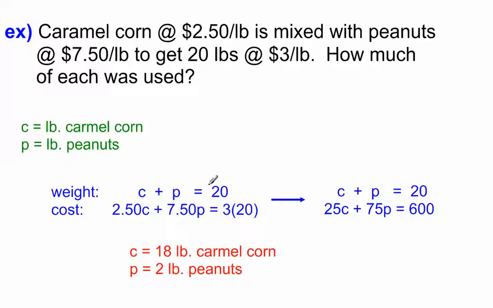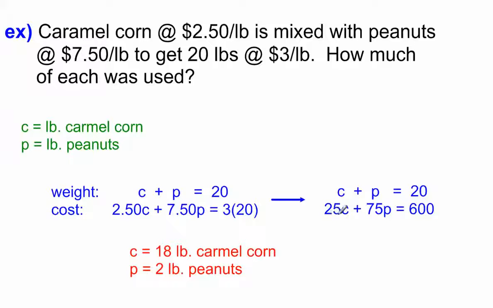Now what about my cost? Well, it's $2.50 per pound for the caramel corn. So the value of that caramel corn is $2.50 times however many pounds I have, which is C. So my cost or value here is 2.50C. And we're adding peanuts that are $7.50 per pound, so I'm going to take 7.50 times P. And that needs to give me the cost of my final product. And it's not 3, it's 3 times 20, because there's 20 pounds that are each valued at $3 per pound.